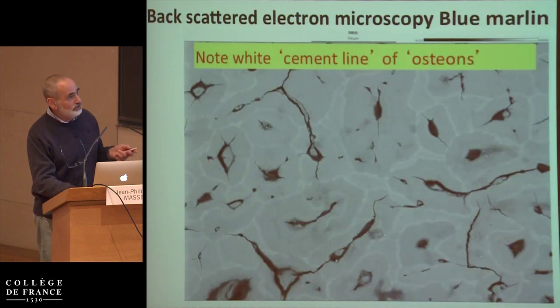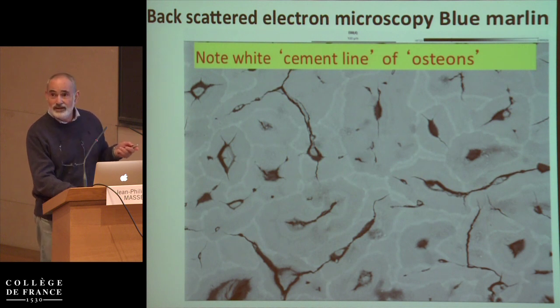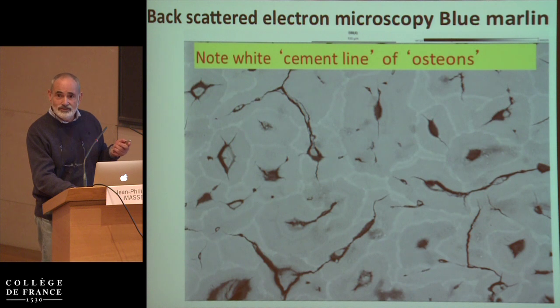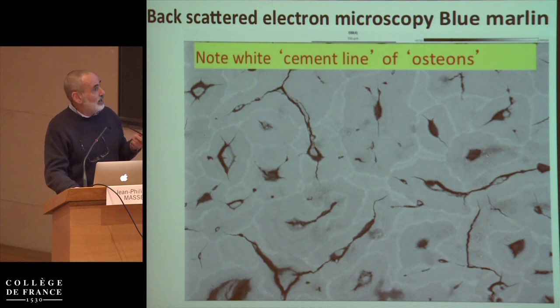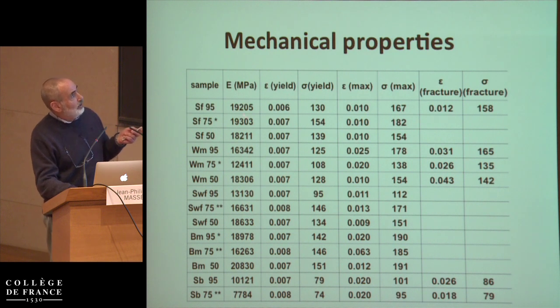Another interesting thing, when you looked at the cross-section with backscattered electron microscopy, you can see that the borders of these structures are white, indicating they have a higher mineral content, which may confirm the hypothesis that is prevalent now, that the cement lines, which are the borders of the osteons in mammals, are hypermineralized with some kind of function in diverting crack propagation.